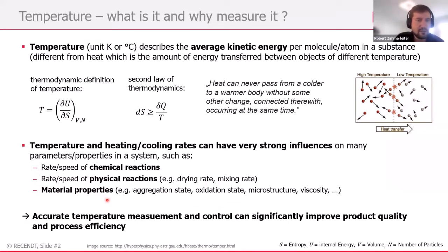You also have oxidation states that depend on the temperature in the system. The microstructure of different materials can change whether you heat it fast and cool it down fast, or at different temperatures. Also viscosity, and many, many more. So importantly, the accurate temperature measurement and control of the temperature can, for different processes, significantly improve both the product quality and also, importantly, especially nowadays with high energy prices, the process efficiency.